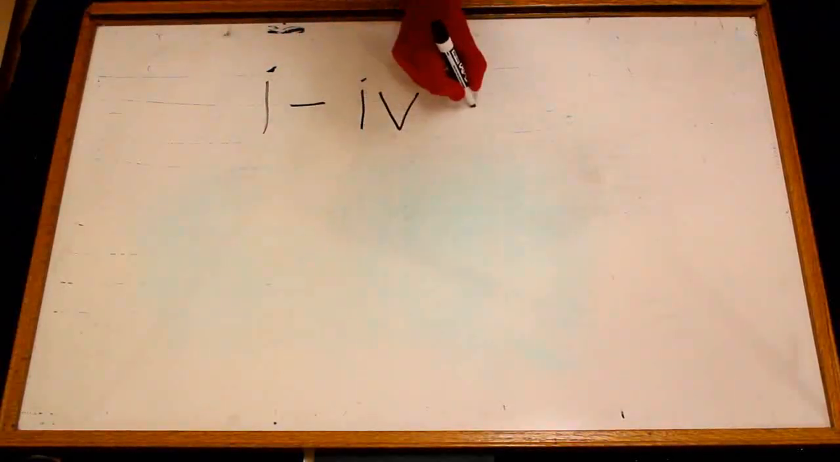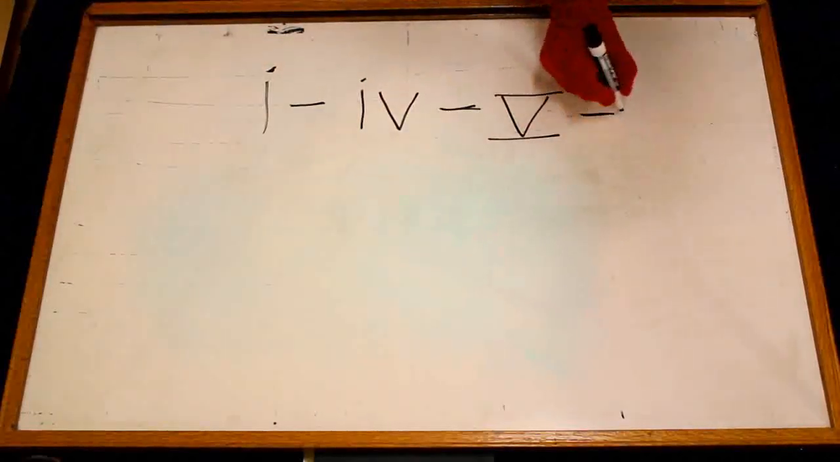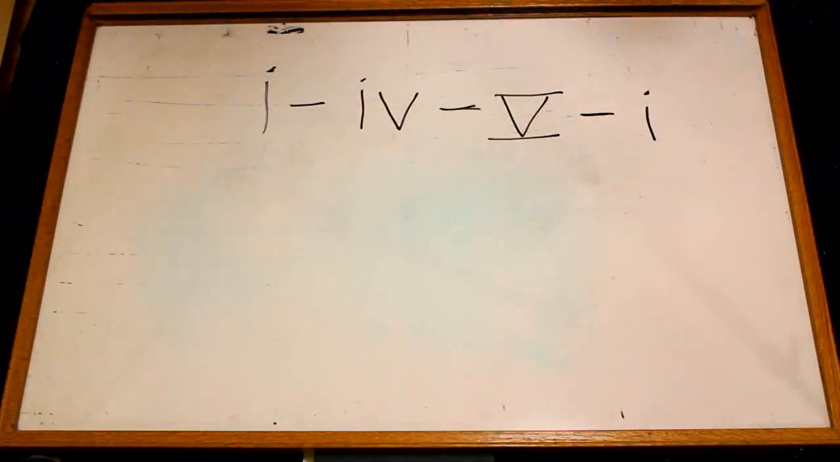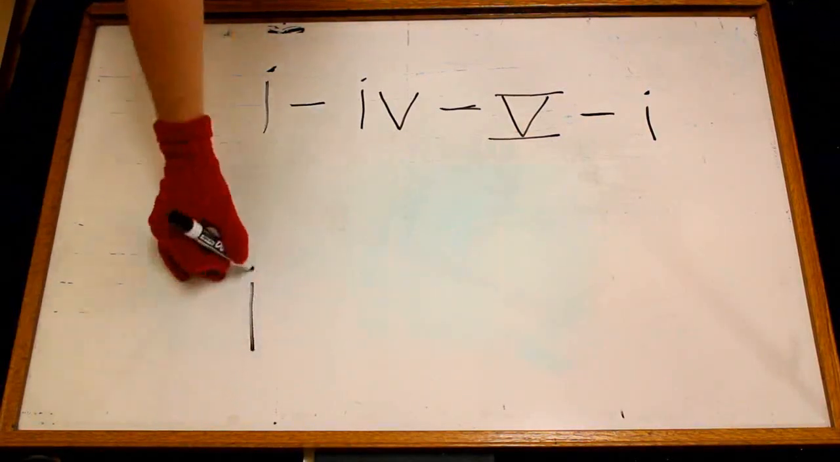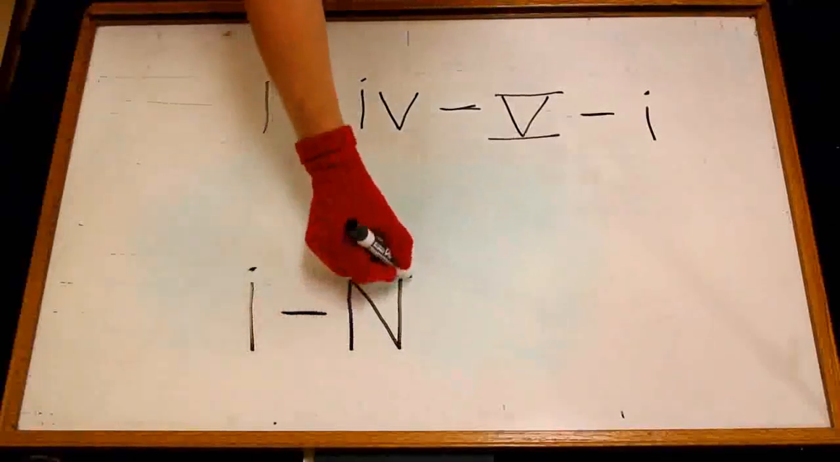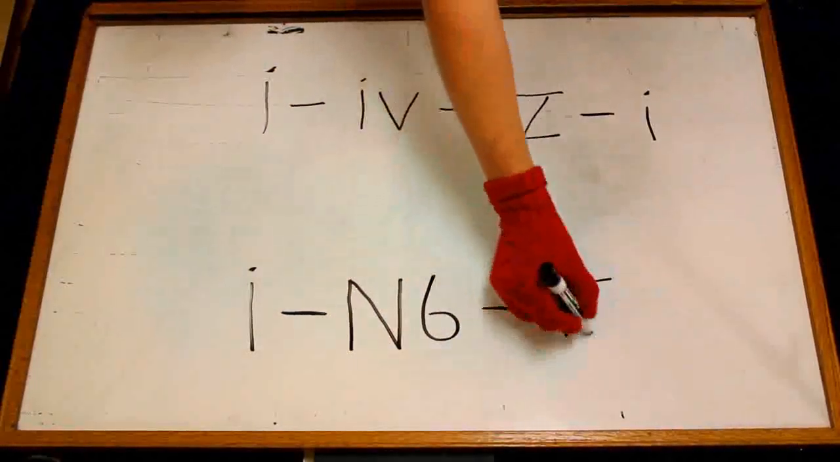This is a typical chord progression for a minor key. Let's use C minor: 1, 4, 5, 1. This is the chord progression with an N6 chord: 1, N6, 5, 1.